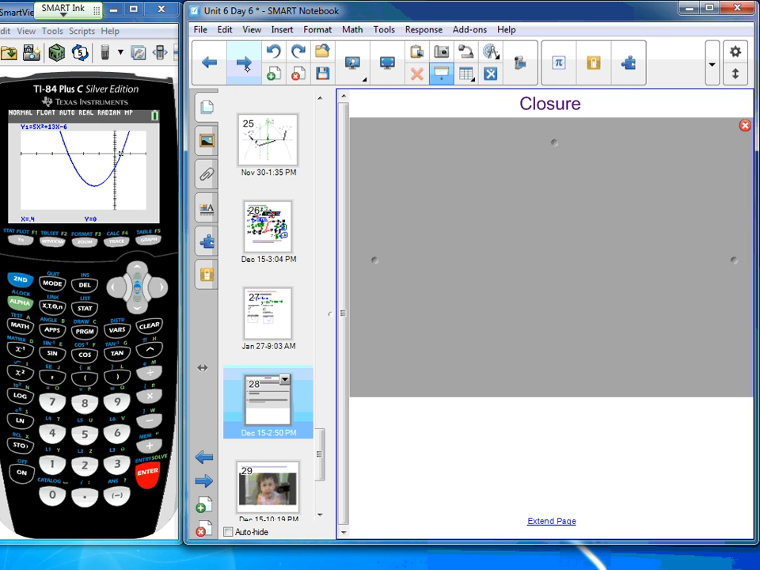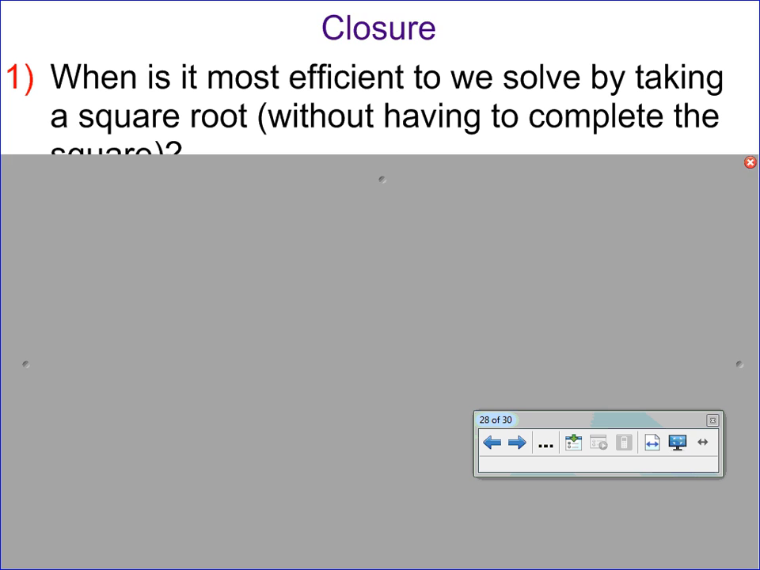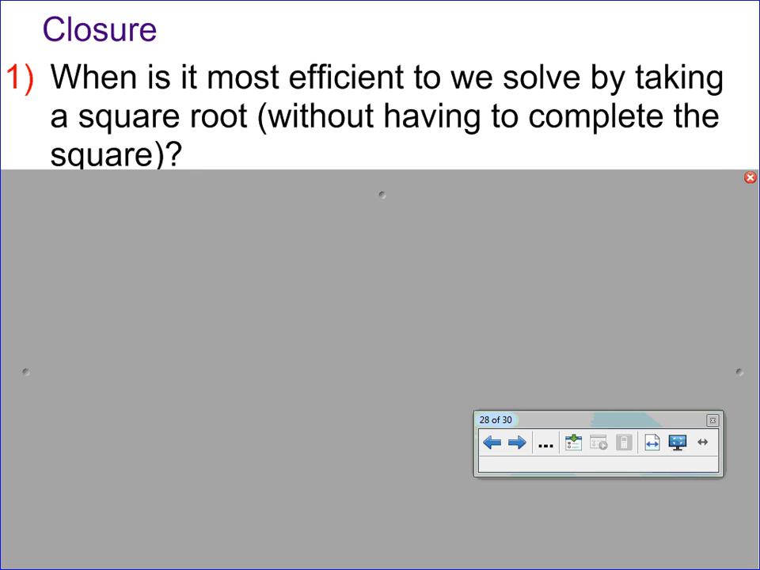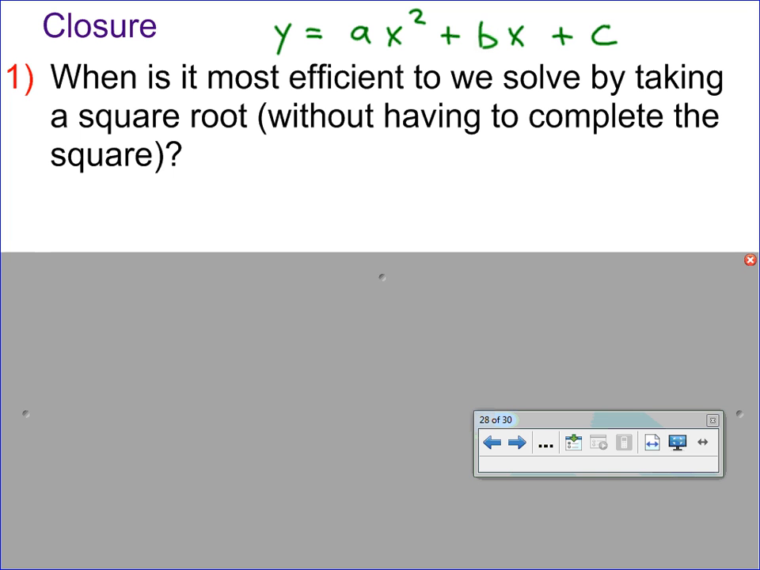Then let's go ahead and close it up for today. So we now need to know when is it appropriate to use the quadratic formula. So let's go ahead and add, if we have a standard form, y equals ax squared plus bx plus c. For today's closure, I'm going to go ahead and share with you, and we'll see this template again. When is it most efficient to solve the standard form quadratic equation by taking a square root directly, and without having to complete the square?